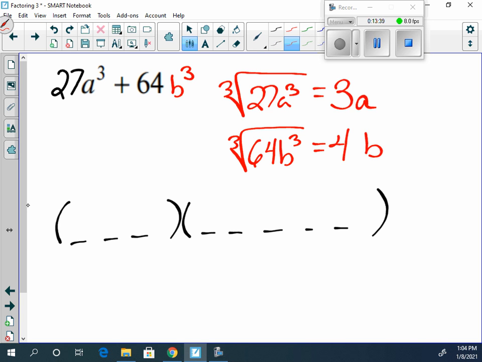Now, since our starting sign, the sign that we have here, is a sum, our first sign is going to be the same, so it would be plus. The next one would be different, so it would be minus, and we always end on a positive note. So this one here would be plus, minus, plus. Positive, negative, positive.